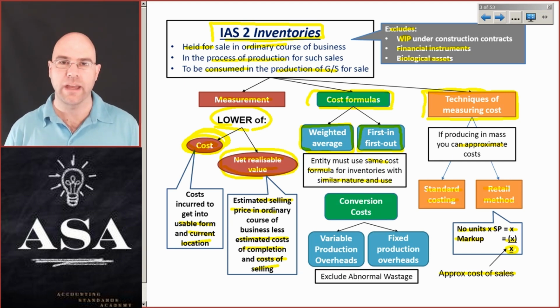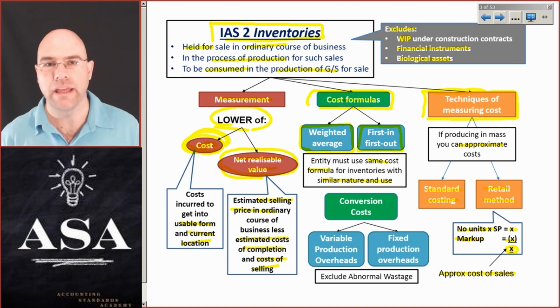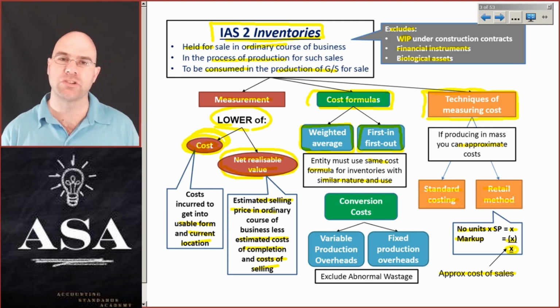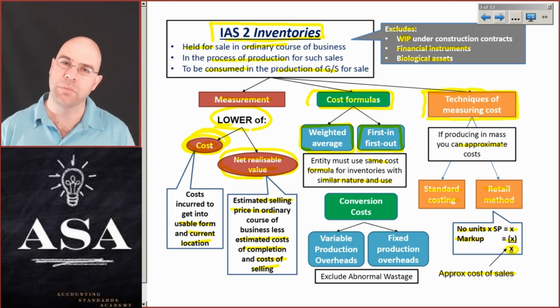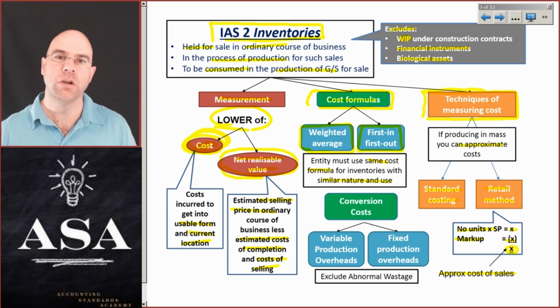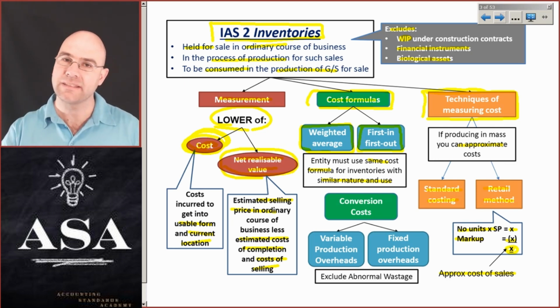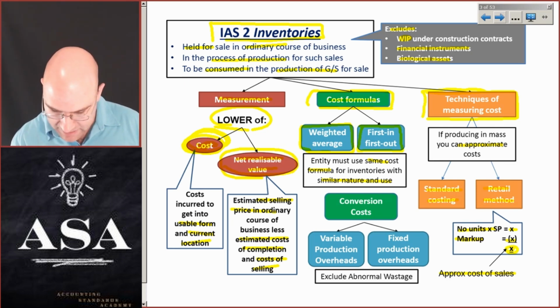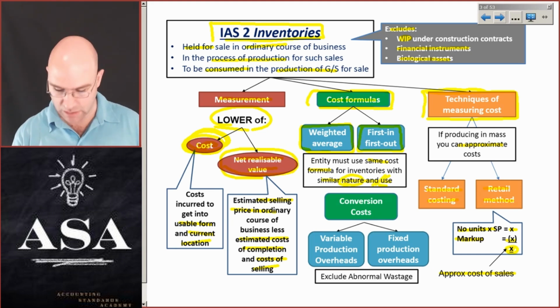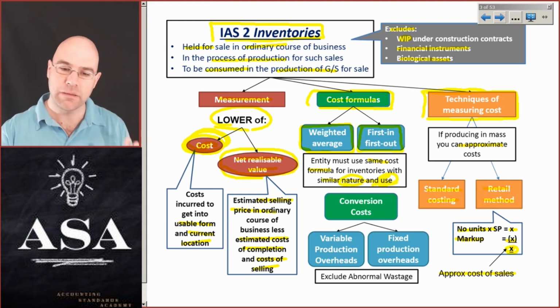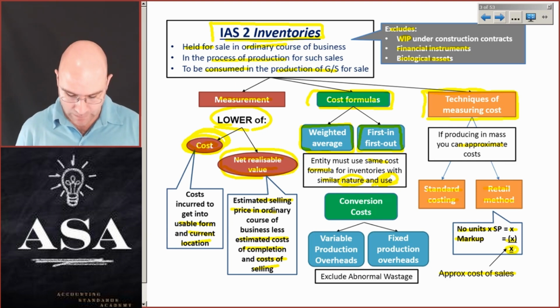That's important. I can't choose, well, my inventories in the Johannesburg branch will be carried at weighted average, but the inventories in the New York branch will be carried on the FIFO basis. It can't happen like that. If it's similar items with similar nature and similar use, then I must use the same formula across the board.